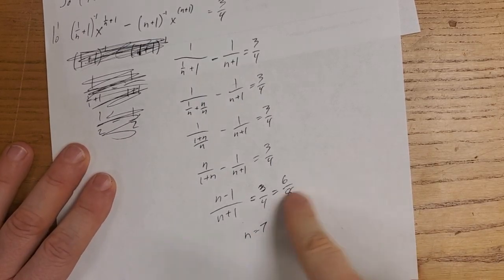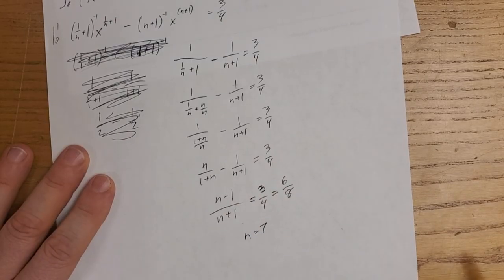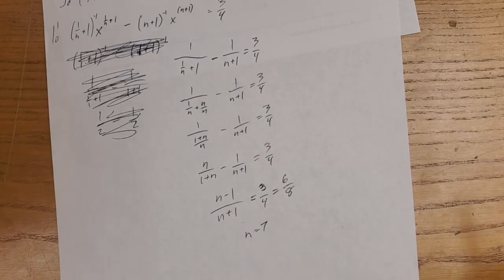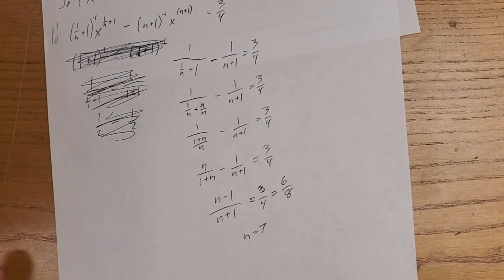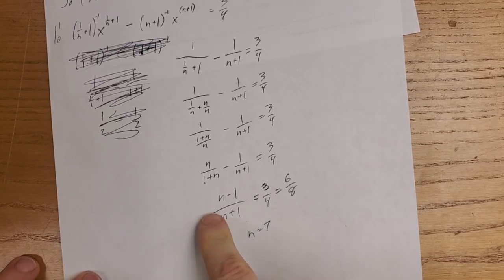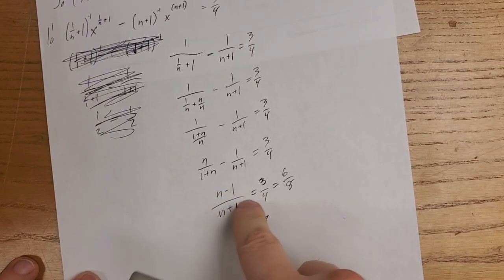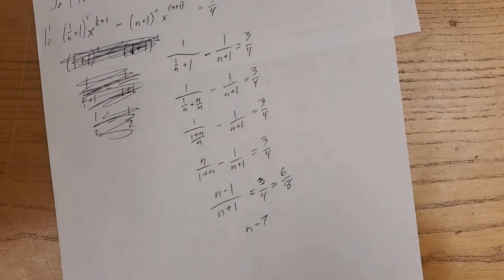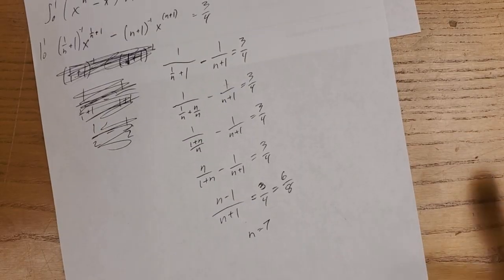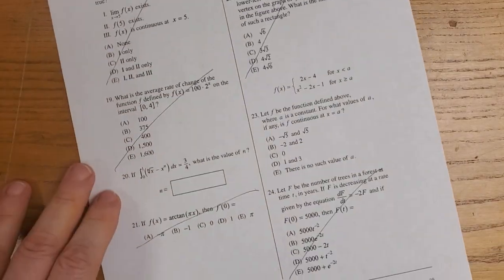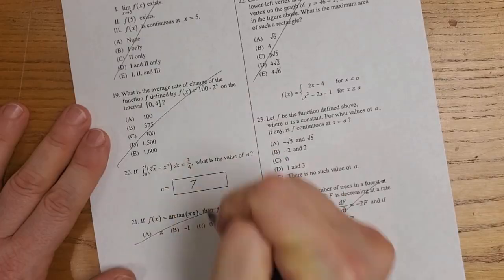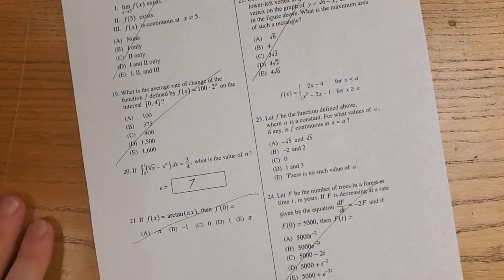Yeah, solving that algebraically, I'm sure would have worked, but that would have taken longer than just recognizing n minus 1 over n plus 1. You can kind of guess and check that fairly quickly. So n equals 7. There we go.